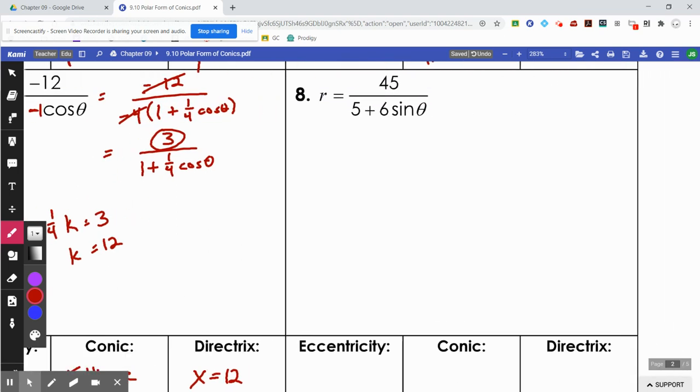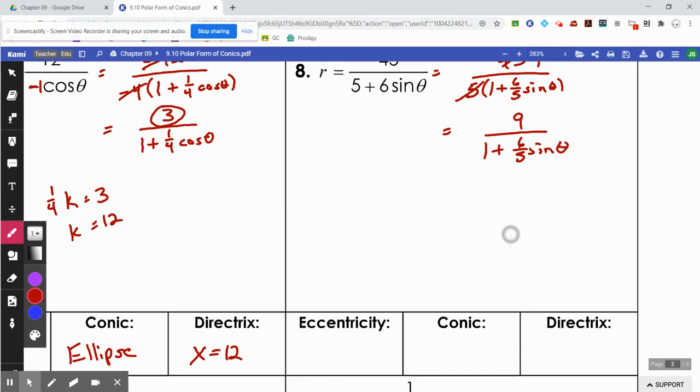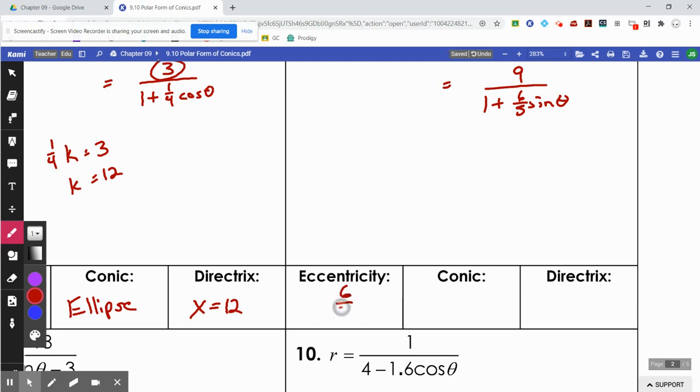Okay, number 8. Let's factor out the 5 on bottom. So you have a 45 on top. 5 parentheses, 1 plus, again, if you multiply 5 times 6/5, the 5s would cancel, so 6/5 sine theta. 5 and 45 reduces to a 9, so you have 9 on top, and 1 plus 6/5 sine theta on bottom. So therefore, you have an eccentricity of 6/5. Since that's greater than 1, this will be a hyperbola.